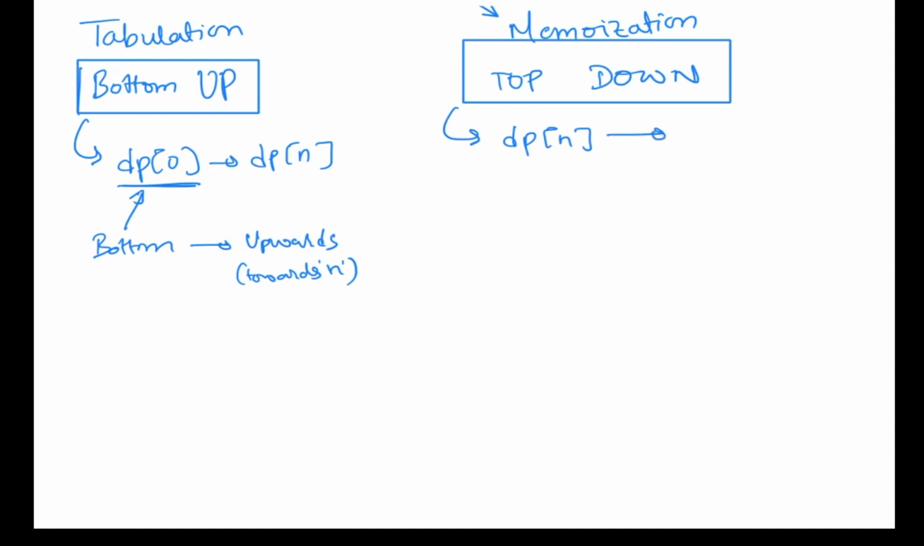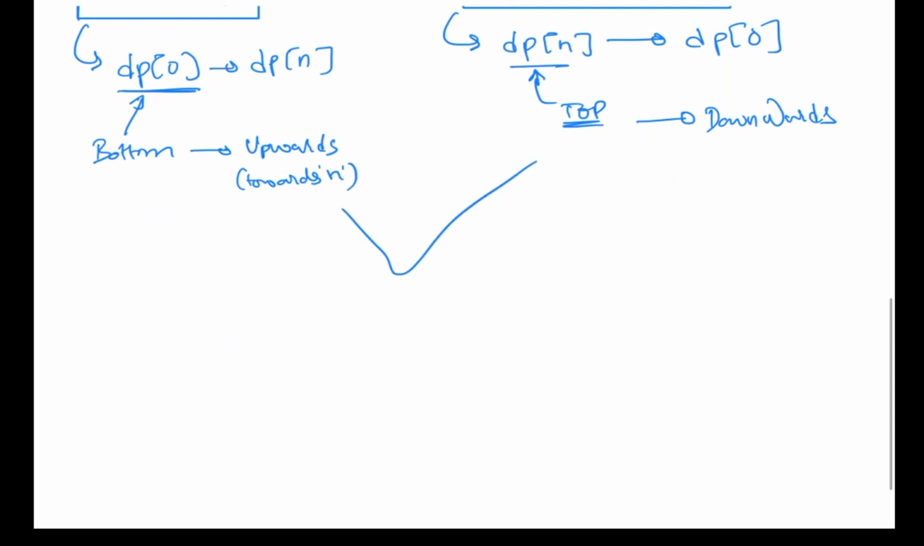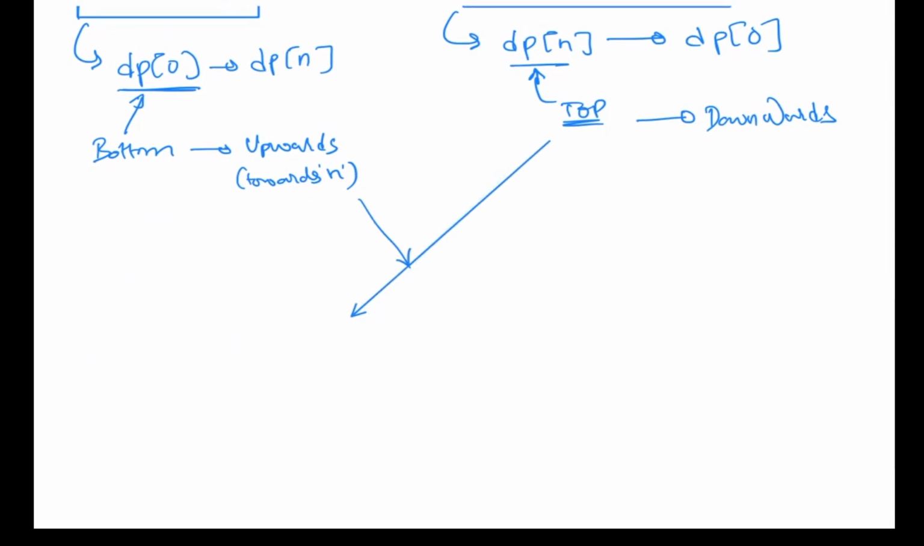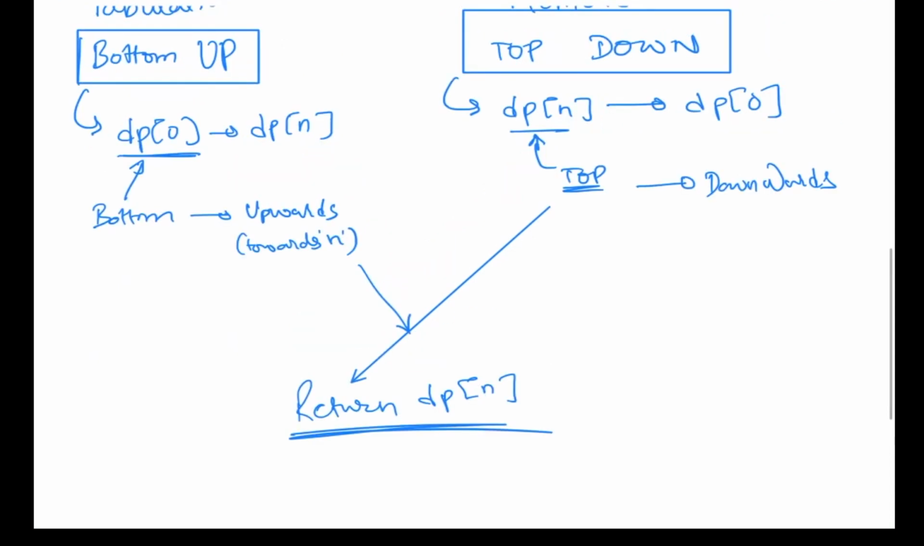In the memoization top-down method, we start from n. We start from what we need, the top, and go downwards and optimize all the 0, 1, 2, 3 elements. In whichever method, we always return dp at n. So starting from 0 or starting from n, you optimize all the elements in the array from 0 to n minus 1, obtain n with the help of previously optimized elements, and return the last element of the array.